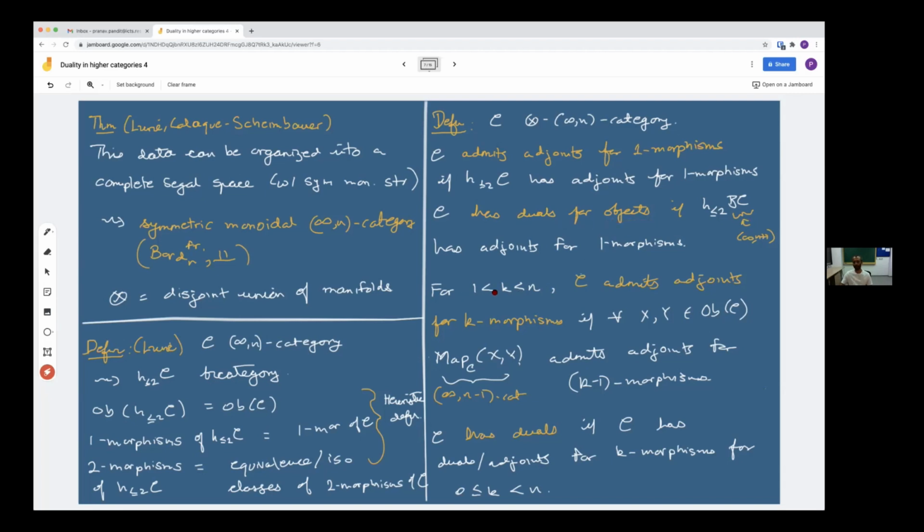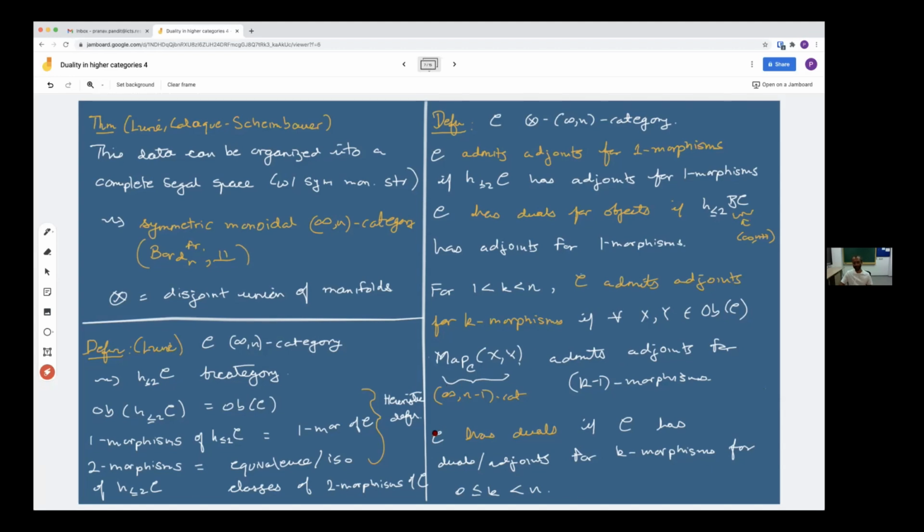So we're really asking for duals for objects. And then we ask for 1 less than k less than n. We say that C admits adjoints for k-morphisms if for every pair of objects, the mapping infinity (n-1)-category admits adjoints for (k-1)-morphisms. Now that's clearly a mouthful. It's a lot to digest. But I'll give you the heuristics on the next page. So let's just ignore this if it's too much to digest for a second.